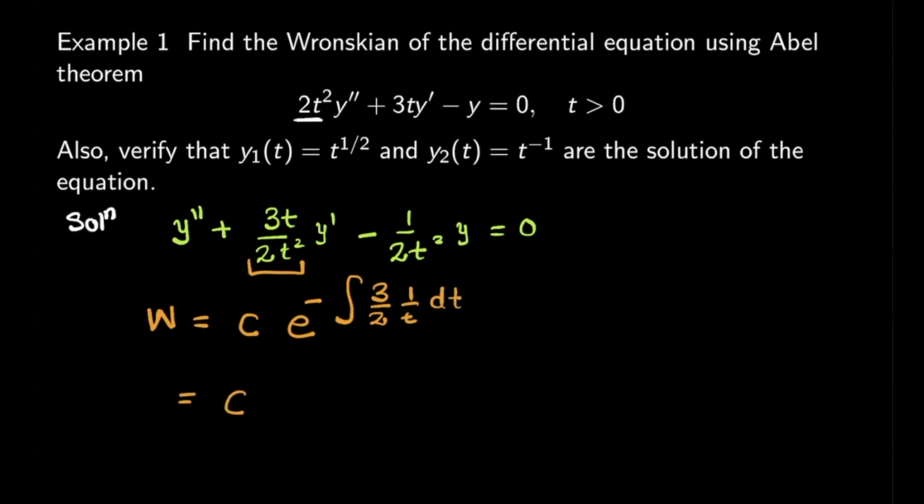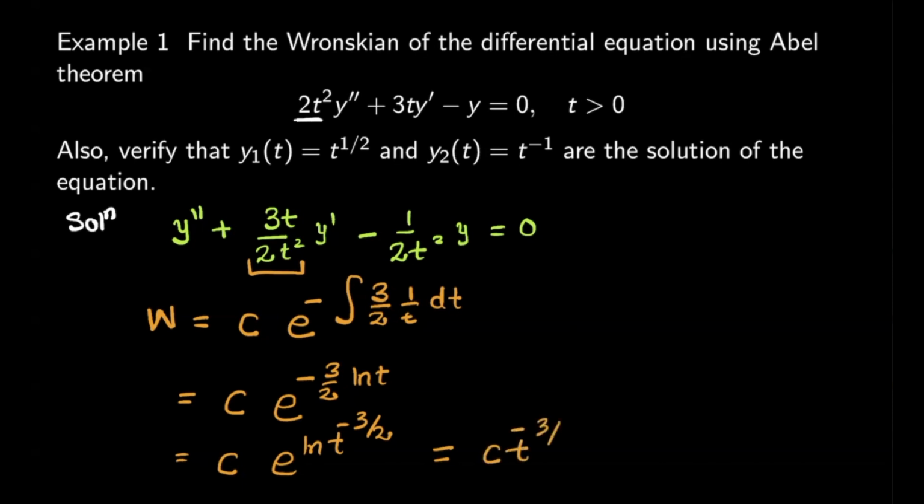Therefore, this is equal to C e raised to the power minus 3 half times natural log of t. And this can be simplified to e to the power natural log of t to the power minus 3 half. Therefore, the e and natural log will cancel. So this will be C times t to the power minus 3 half. And this is the same as the example where we calculated the Wronskian of these two solutions, t to the power 1 half and t to the power negative 1, and we get minus 3 half t to the power minus 3 half.